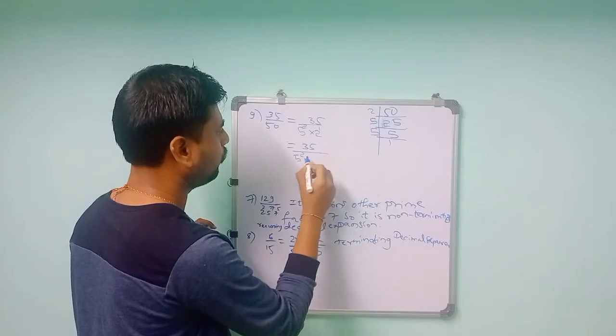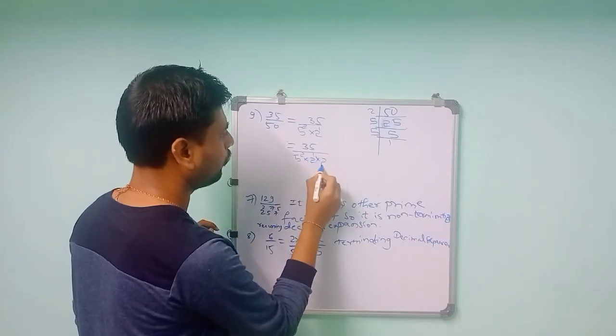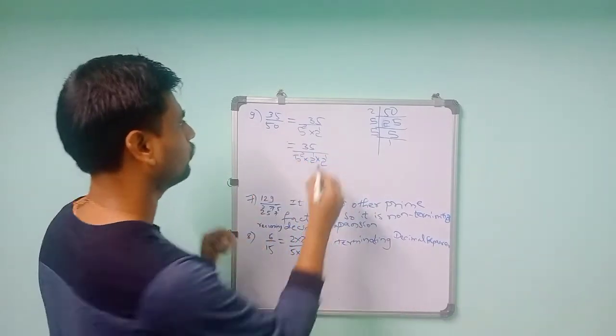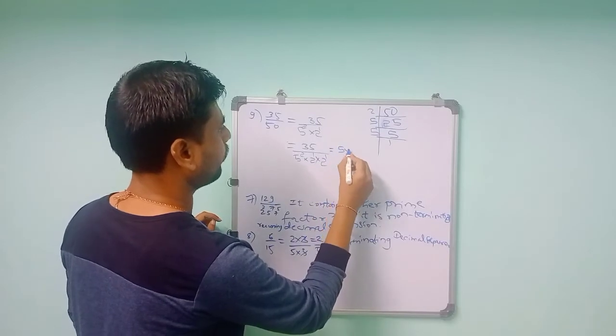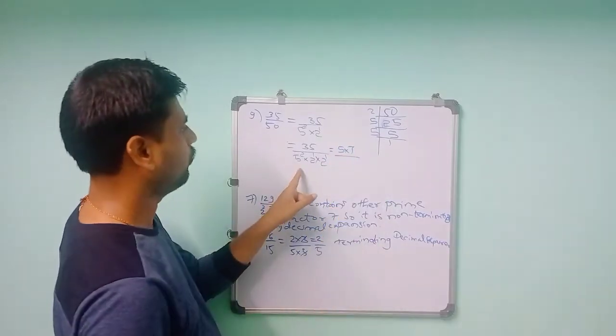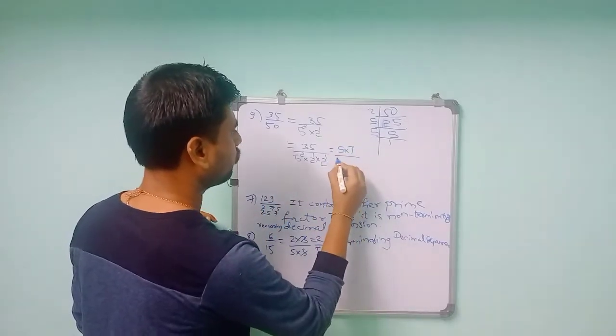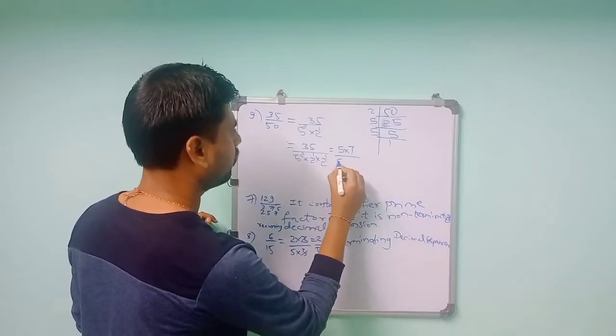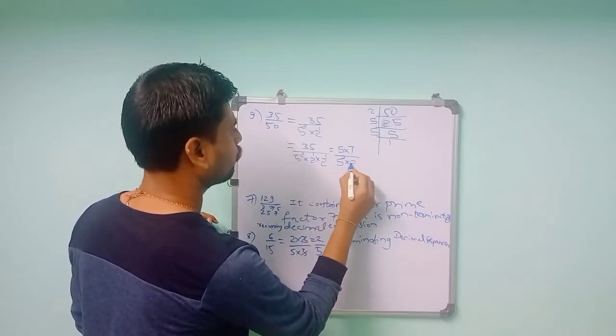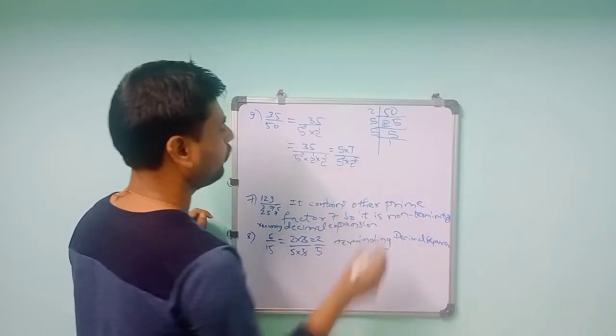So 1 to 2 is present, so you have to multiply by the other 2, so it will become 2 raised to 2. So 35 is written as 5 into 7 divided by 5 square, and this one 2 square. 5 square and 2 square.